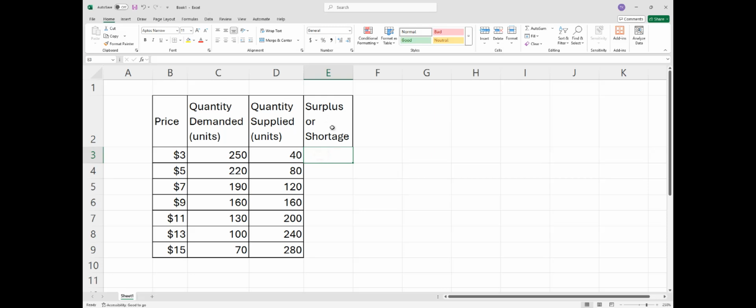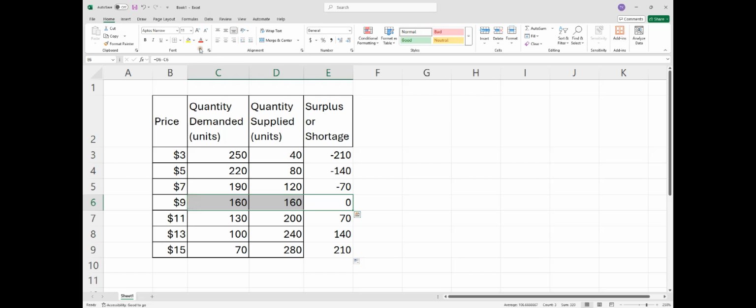So to figure out if there's a shortage or a surplus, a shortage means not enough, and a surplus means too much. So I'm going to write a formula that says equals the amount supplied. So when the price is 3, the sellers want to sell 40. The buyers want to buy 250, so I'm going to subtract how many the buyers want to buy. It's negative 210. If it's negative, it's a shortage.